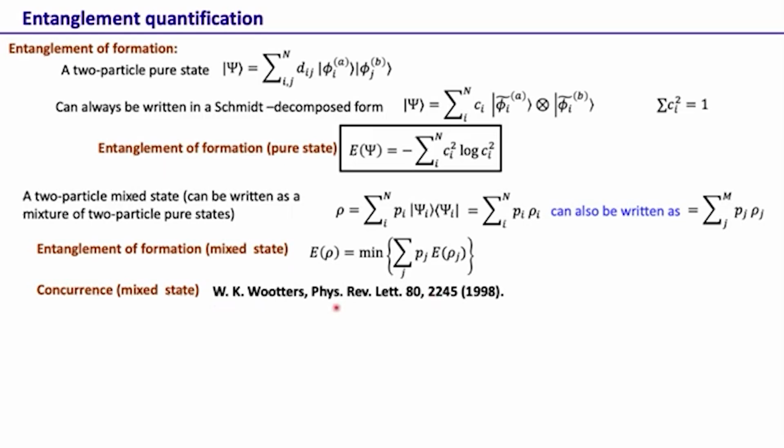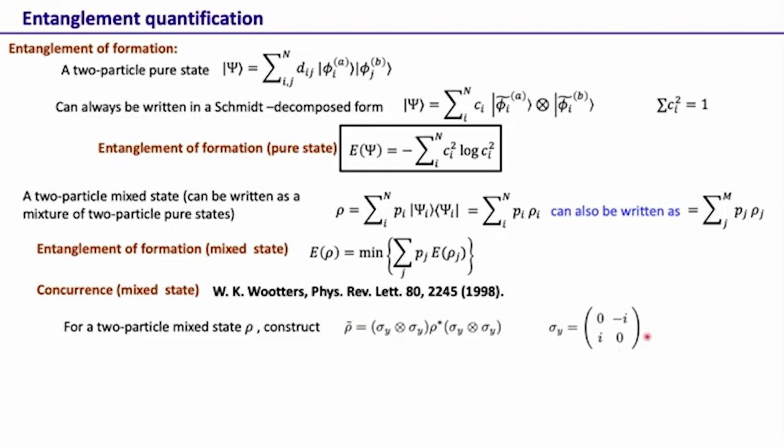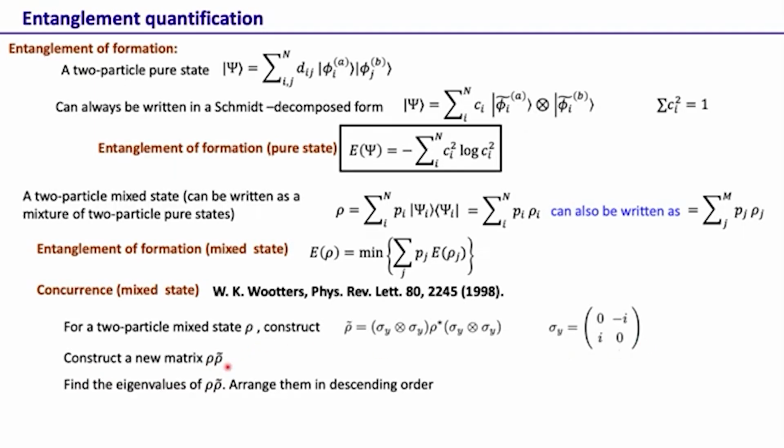This was done by William Wootters in 1998, and this is a very, very nice and useful formula. This minimization has been given almost as a formula, and it goes like this. For a two particle mixed state rho, we construct the density matrix rho tilde, which is sigma y times rho star times sigma y, where sigma y is a Pauli matrix. We find the eigenvalues of rho tilde and arrange them in descending order: lambda 1, lambda 2, lambda 3, lambda 4. Lambda 1 is the largest eigenvalue, lambda 4 is the smallest.